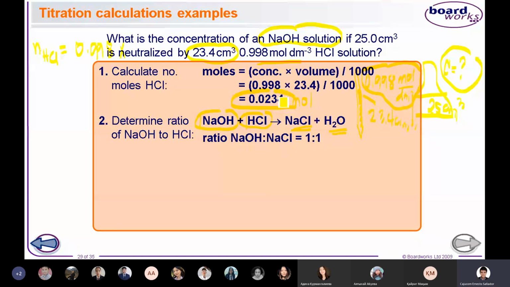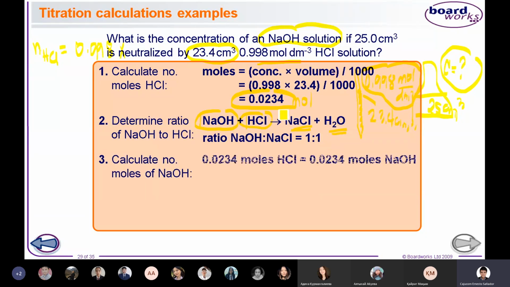So again, calculate the number of moles of the acid because you have the concentration and the volume. After getting the number of moles, get the ratio to NaOH because we don't know the concentration of NaOH. So if the ratio is 1:1, that means the number of moles of NaOH is also 0.0234, because it tells you that the ratio is 1:1. So 1 mole of NaOH will react with 1 mole of HCl. So 0.0234 moles of HCl is equivalent to 0.0234 moles of NaOH.